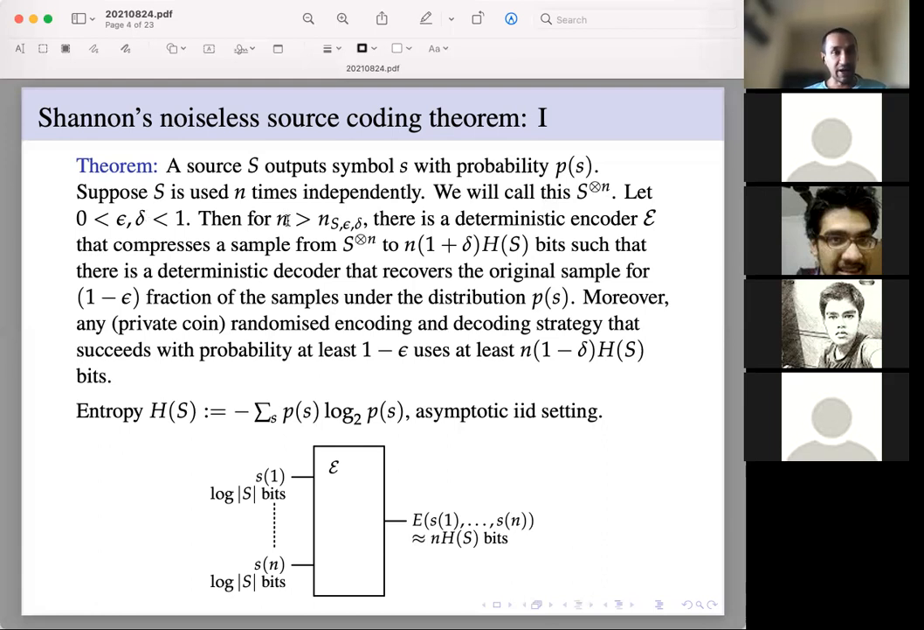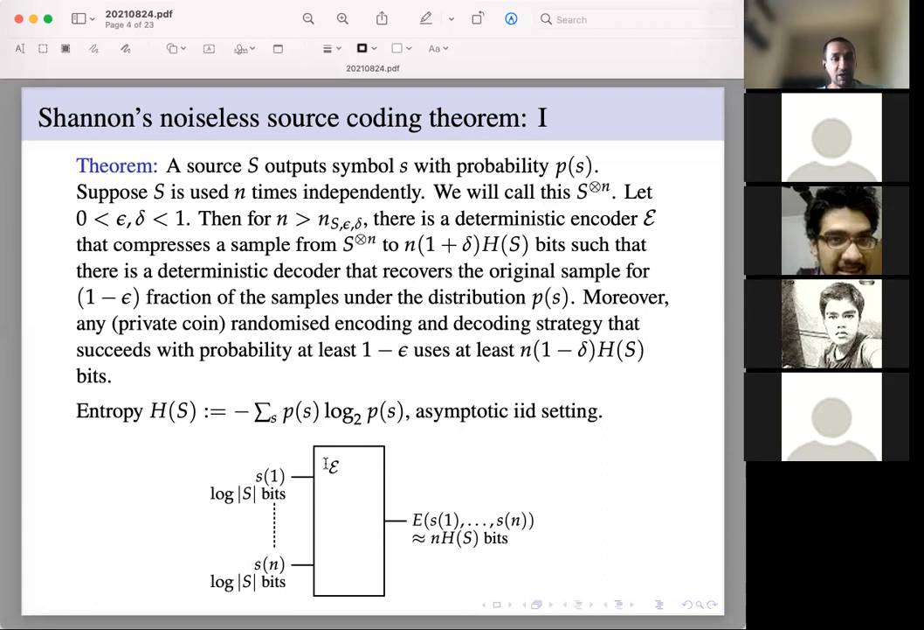Then for large enough n. How large is large enough? It depends upon the source. It depends upon the probability distribution on S, the base probability distribution. It also depends on epsilon and delta. Then for sufficiently large n, there's a deterministic encoder E that compresses a sample from S to the tensor power n to a certain number of bits.